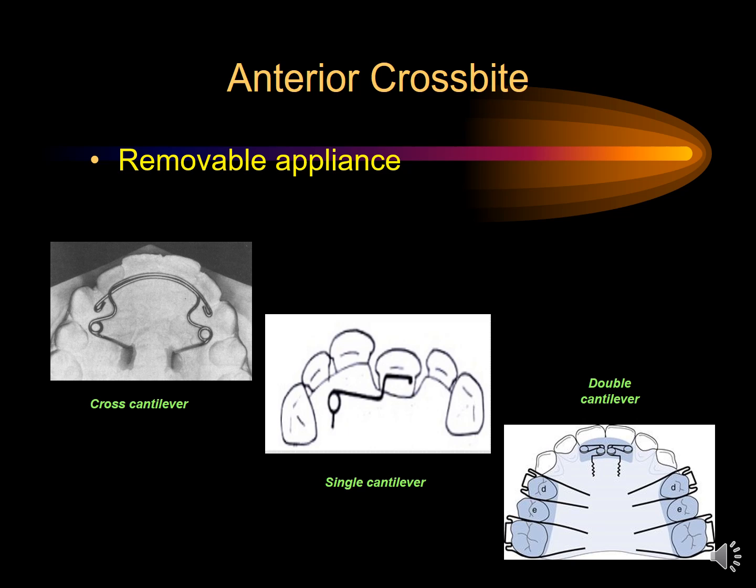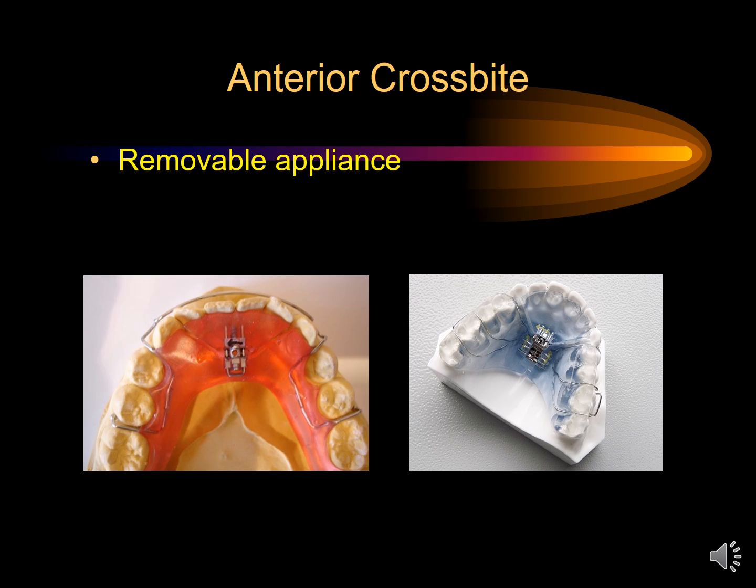Now, anterior crossbite. This is an example of a removable appliance. This is a cross cantilever spring. This is a single cantilever spring, and this is a double cantilever spring. We can also use removable appliances carrying screws.